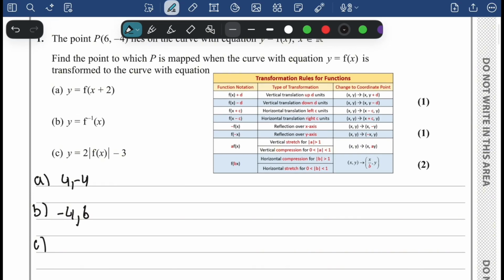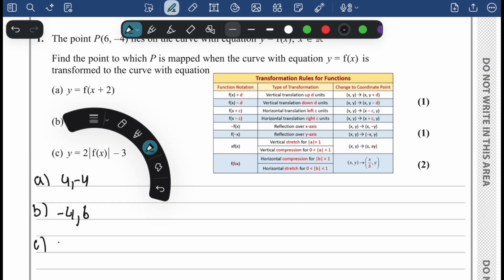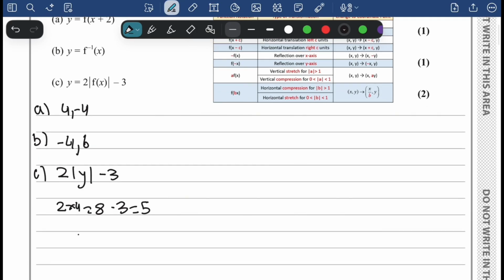Then part C says y is 2 lots of the modulus of f(x) minus 3. Well, just remember that y is f(x), right? So we can go ahead and say that 2 lots of the mod of the y coordinate minus 3 is the transformation. So if we mod y, then we're going to get 4. 2 times 4 is 8, then minus 3 equals 5, right? Which means the y coordinate is just going to be 5, because y equals this. So we can just say that the coordinates are (6, 5).